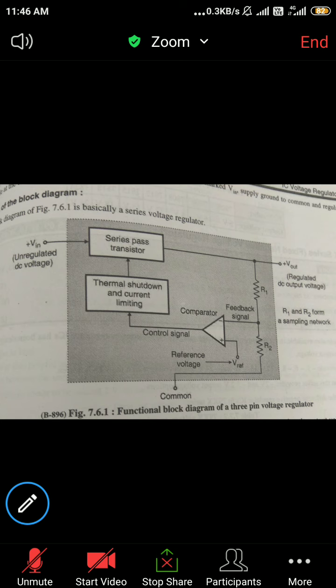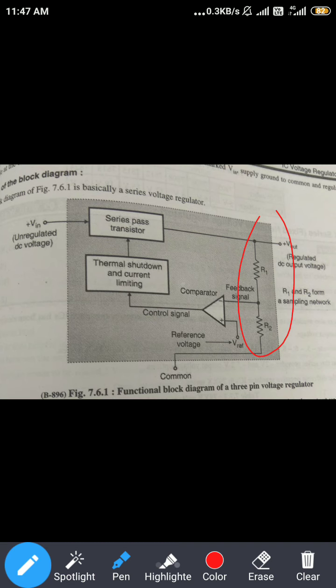This is the functional block diagram of a 3-pin voltage regulator, where you can observe that R2 and R1 form the sampling network to produce the feedback signal proportional to output voltage. This feedback signal goes to the comparator, where we apply another voltage, V reference. It is an internally generated reference voltage.